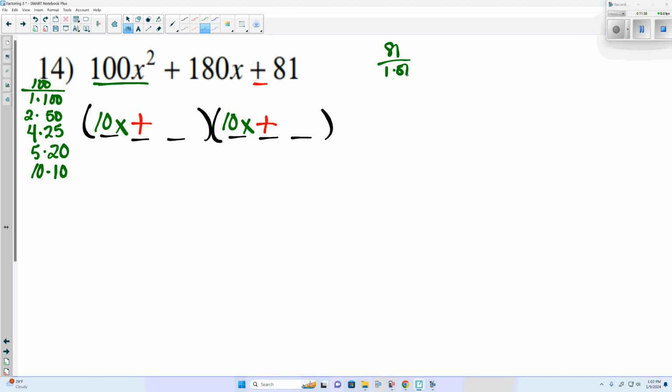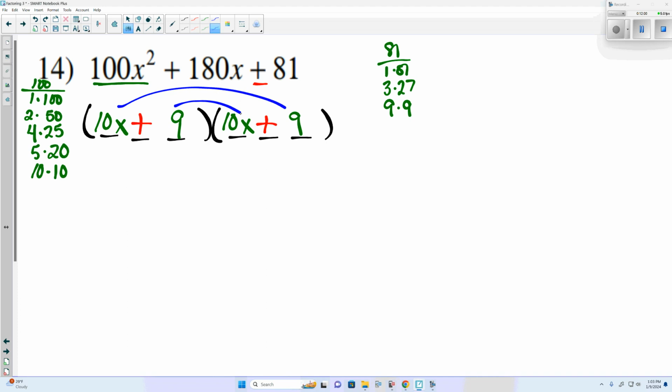Now factors of 81. Well, we have 1 and 81, 9 and 9, and 3 and 27. Which one of these do we want to try first? Let's do 9 and 9. And here we can check this.